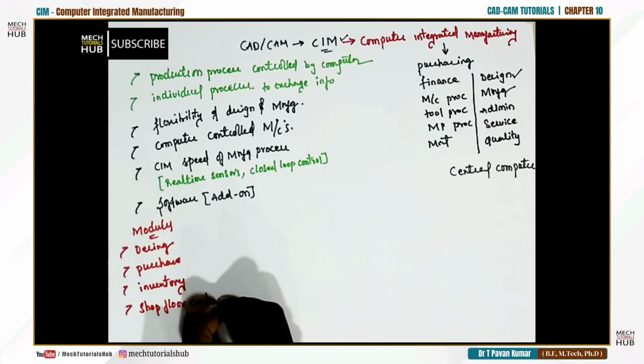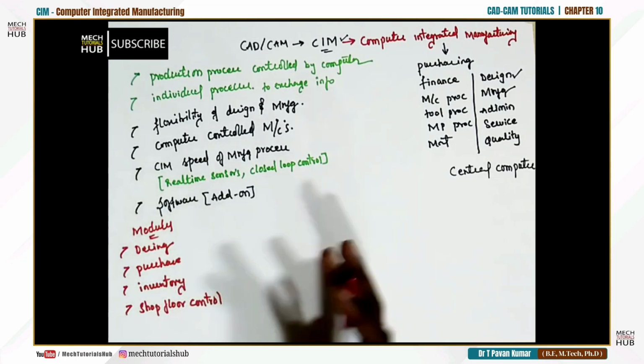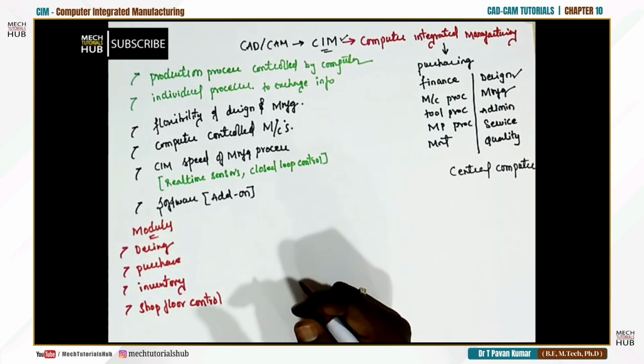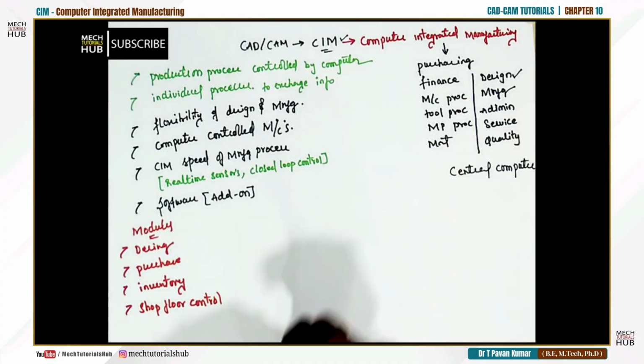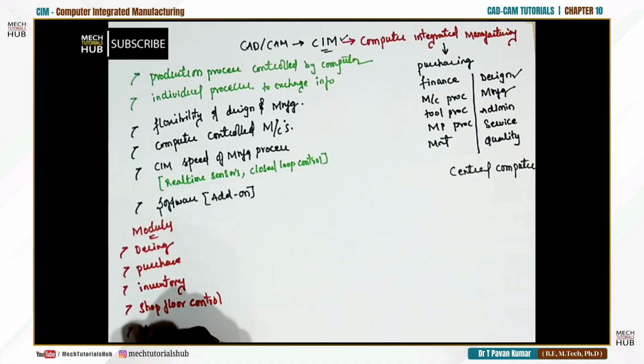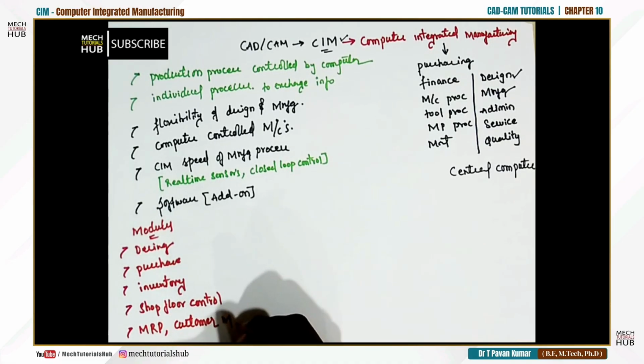Then shop floor control, the whole control of the shop floor is under one central computer, which is nothing but a CIM system. Material requirement planning, customer order management. Every now and then these are all the different modules, I can call them.